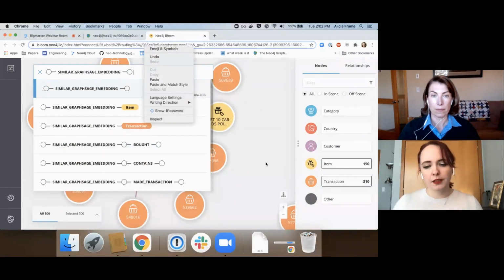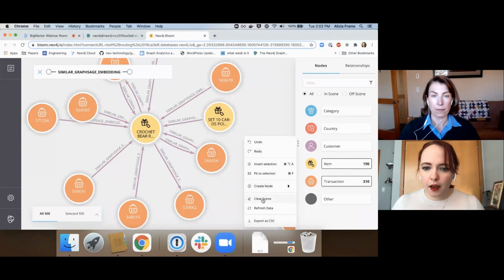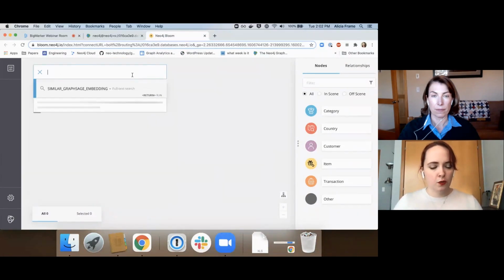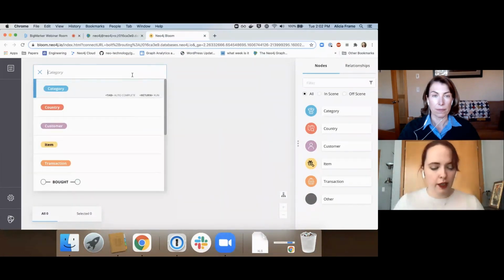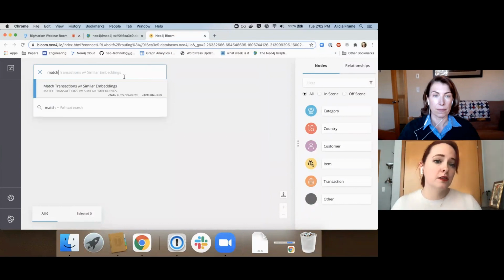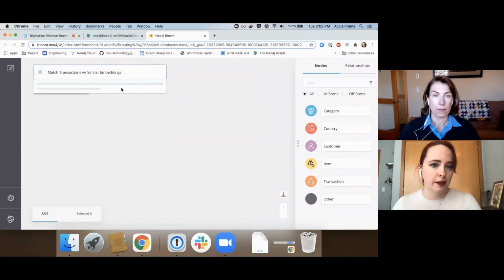So what I'm going to do now is clear my scene again, and do just one more quick check of what I've done. I'm going to look at finding transactions that are similar to each other based on their embeddings.